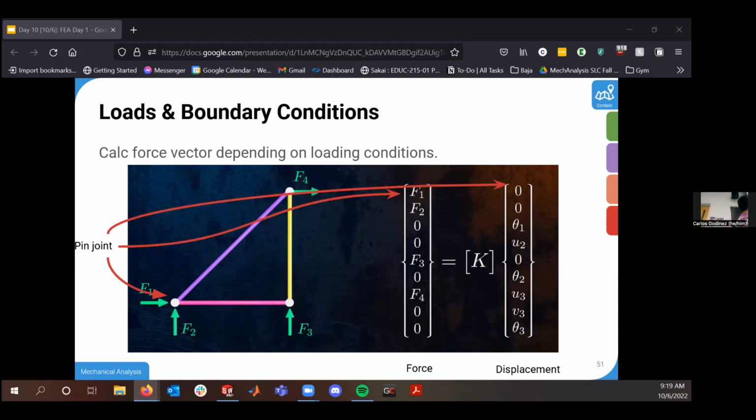For my first element, I had a pin joint right here, so I'm going to have corresponding forces F1 and F2 in the XY direction in my force vector. And for my displacement right here, I'm saying this is a pin joint. It cannot move in the XY direction. So that sets up my system of equations for those two. Similarly, point 3 right here is a roller joint, and so in the Y direction, I'll have some reaction force F3.